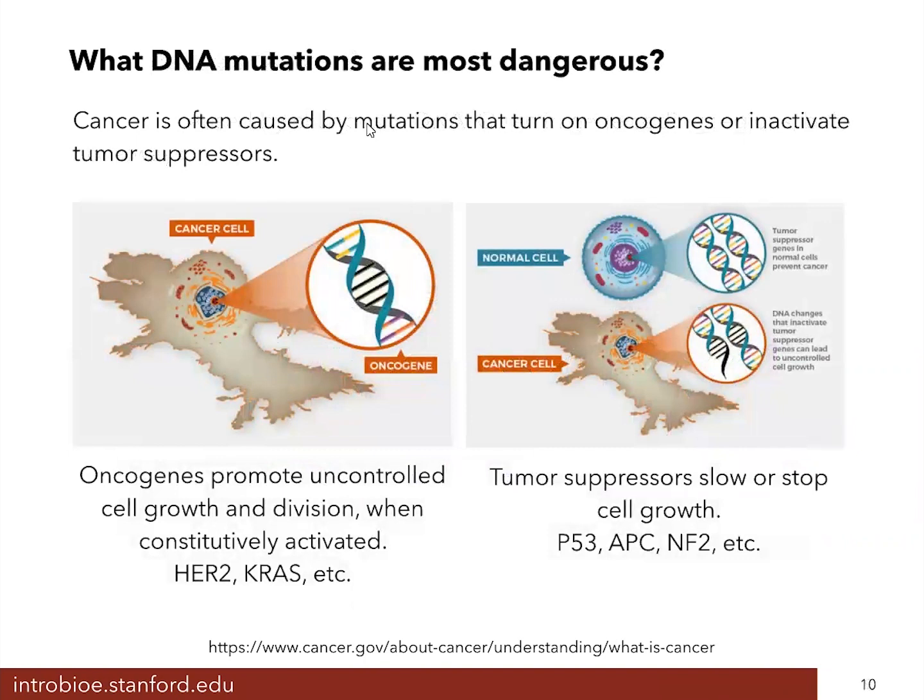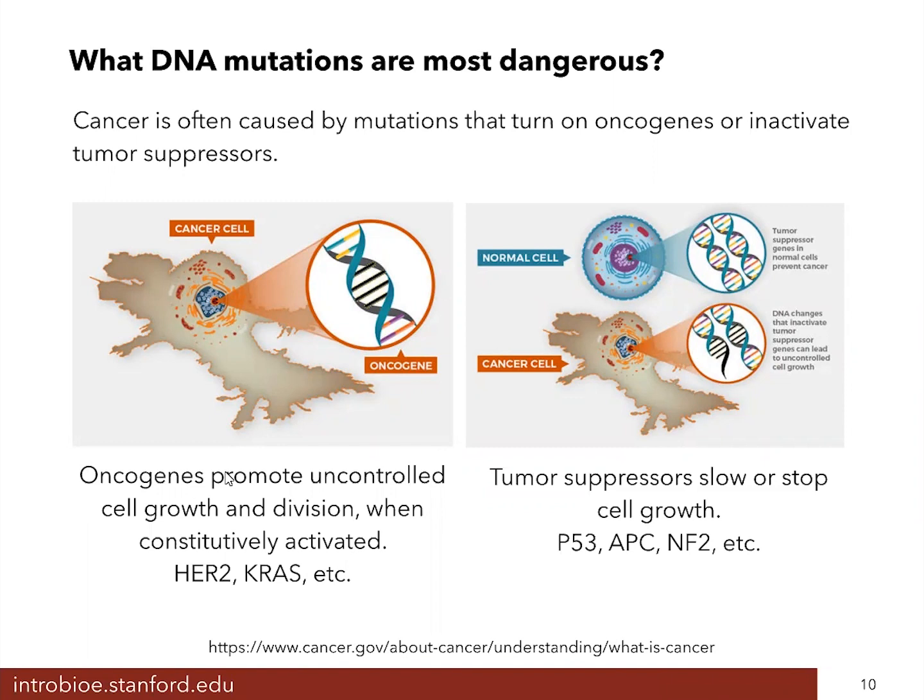So mutations that turn on oncogenes or inactivate tumor suppressors are the most dangerous. These are the ones most likely to cause cancer. Now, these are two different jargon words that I just threw at you, so let's define them. Oncogenes are genes that promote uncontrolled cell division and growth when they're constitutively activated. So these are genes that stimulate your cells to grow and divide.